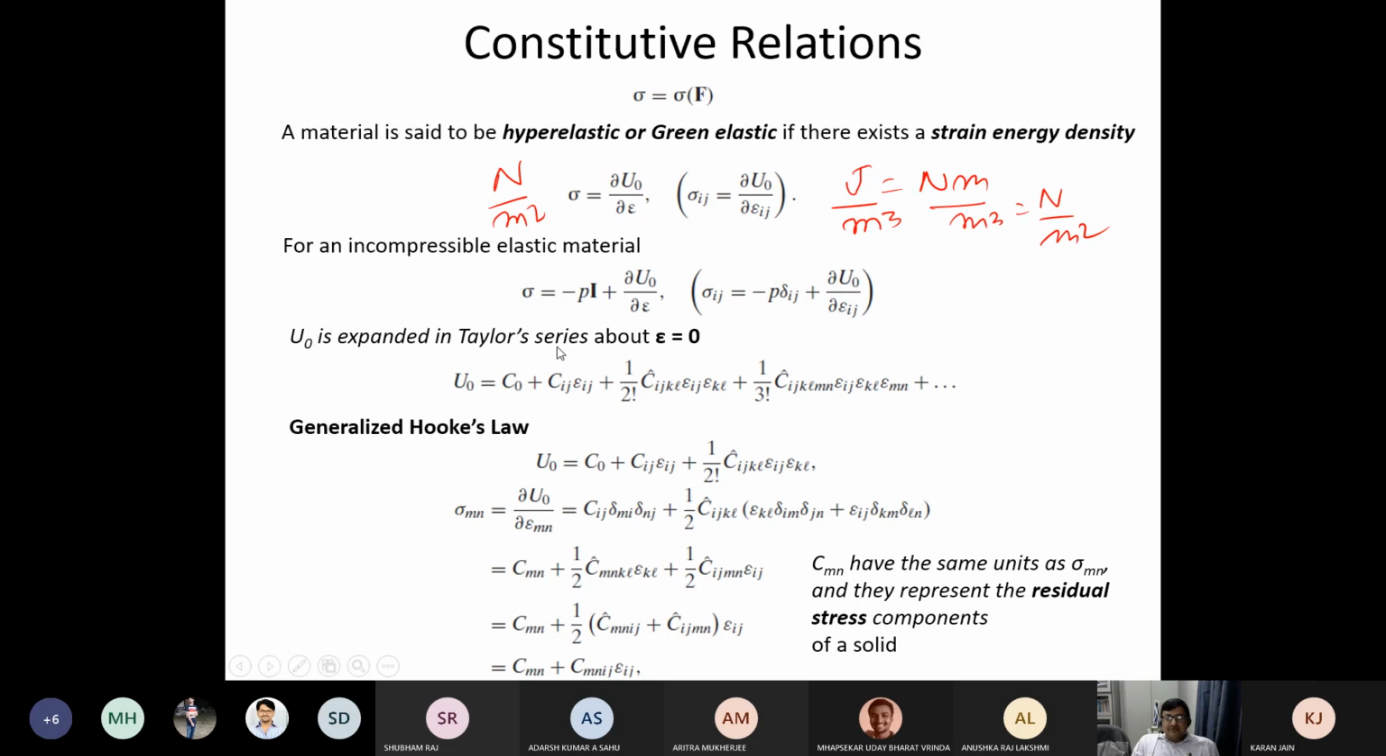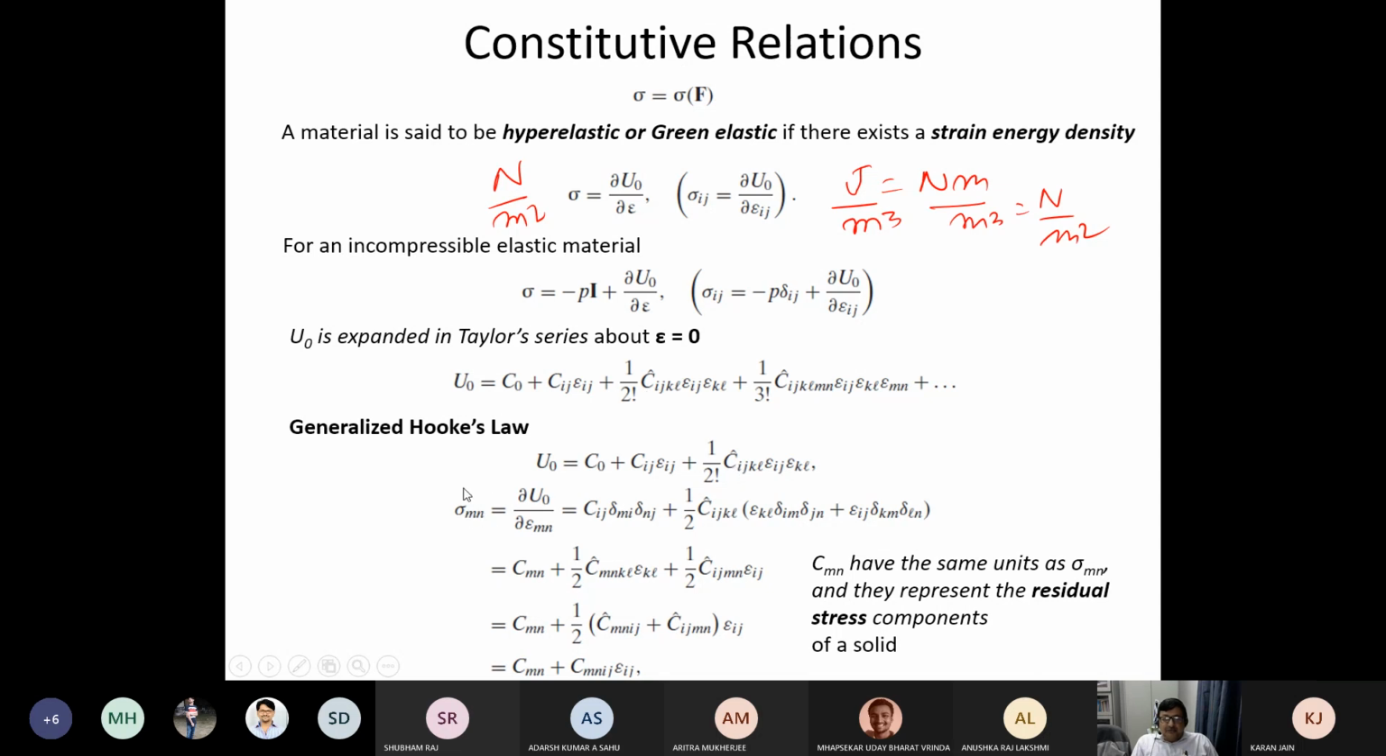Then what you do? You say that this particular term, U0, you expand about epsilon 0. That means initially there is no deformation, and then as the deformation takes place, that is with respect to epsilon ij. So U0 is expanded with a series about epsilon equal to 0, which is obvious. Epsilon 0 means undeformed configuration, and when simultaneously strains are coming, then this is slowly becoming deformed. So if you do a Taylor series with respect to epsilon 0 ij, it will look like this. Now you take a few terms there, especially the first 3 terms.